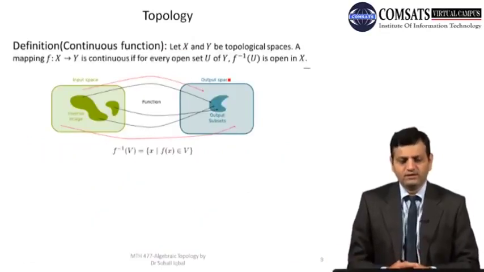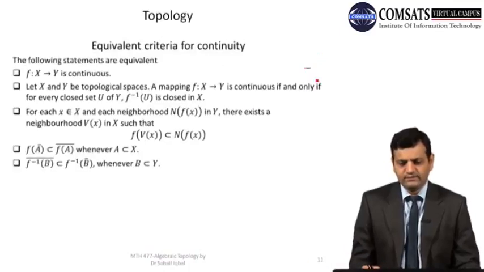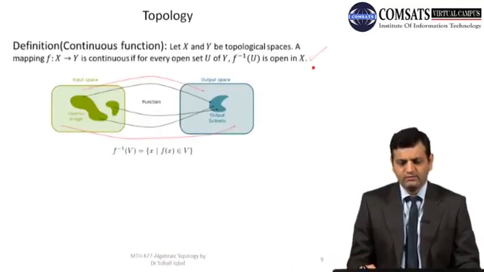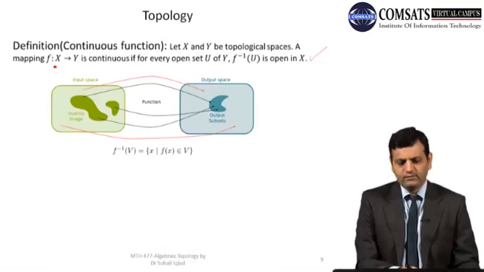Our next definition is the definition of a continuous function, which is very important when we are discussing topological spaces. How do we define it? In most of the books, this definition is written as an equivalent criterion, and the main definition is written differently. Due to its simplicity, we took this as our main definition of continuous function. A mapping F from topological space X to Y is continuous if for every open set U of Y, F inverse of U is open in X.